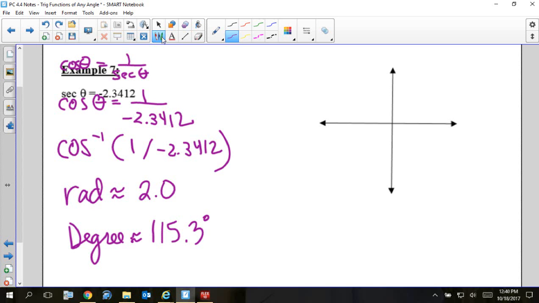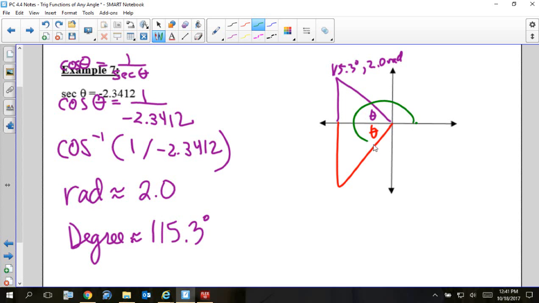Second and third, yeah, 2 and 3. So here is one place, and that's the 115.3 degrees, or the 2.0 radians. And then we also have it in the third, and that's one we still need to find. But to find that one, I have to know the reference angle. The reference angle is acute, so it's between 0 and 90, and it's positive.